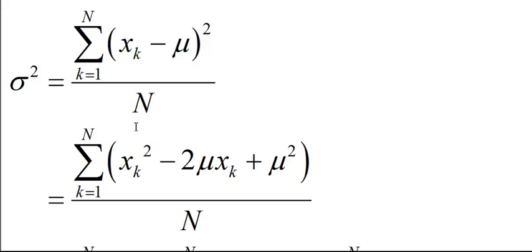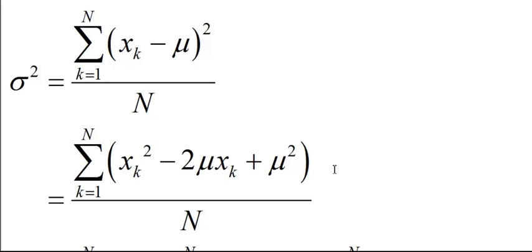So first times first gives us the x sub k squared. Last times last, two negatives make a positive, mu squared. And the outer and the inner are both minus mu times x sub k, and there's two of them, so it adds up to minus 2 mu times x sub k. So this binomial squares out to this trinomial when we square it, but we're still adding all those up.